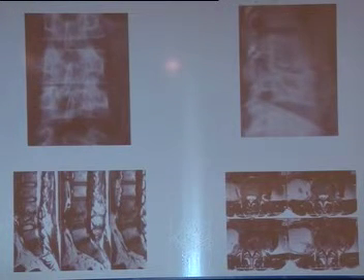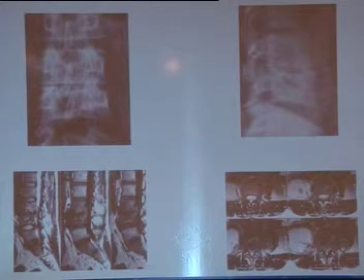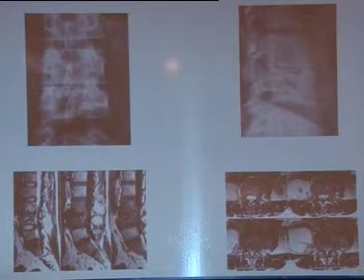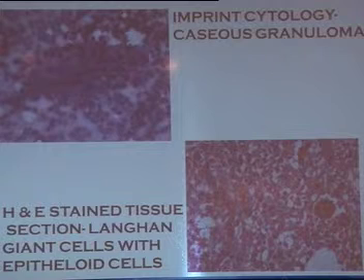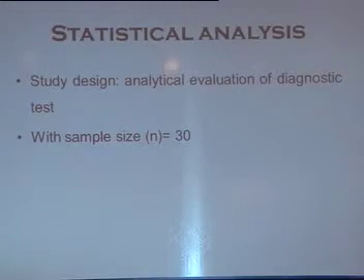Another case of a 35-year-old male presented to us with low back pain with X-ray history of paradiscal lesion, MRI history of hypointense lesion on T1 and hyperintense lesion on T2. It was found to be a Krejcik's granuloma on imprint cytology, which is confirmed by histopathology.